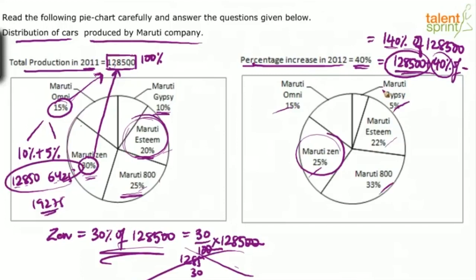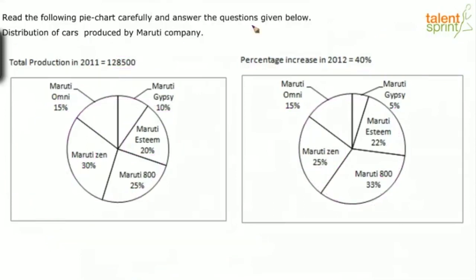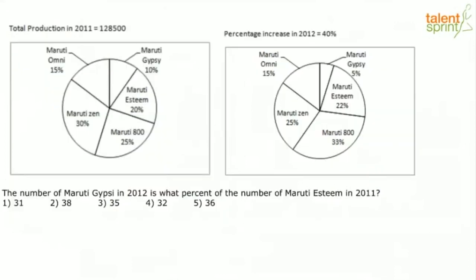Clear? So I think that's about the data. Very clear. We can find out the different types of cars produced in 2011 and different types of cars produced in 2012. All right, let's look at the questions now. So I'll present the questions to you one after the other. I'll give you 1 minute per question and then look at the solution. Okay, so here's the first one. Look at the first one.